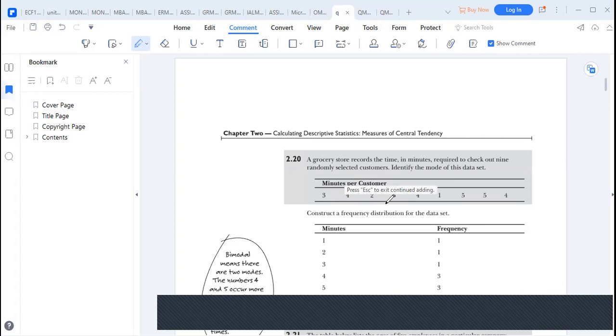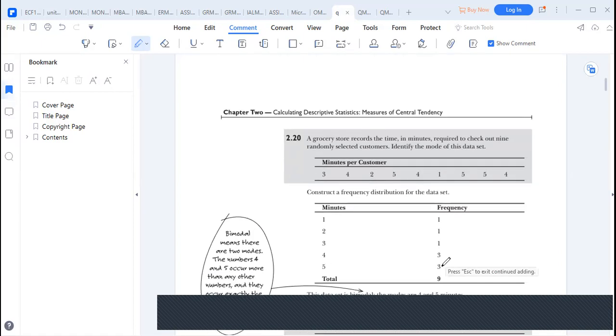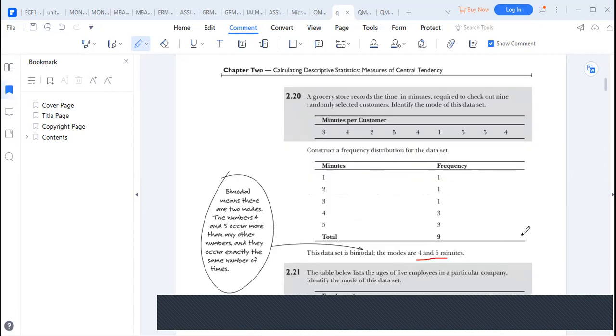Mode also can be done for these minutes that customers wait in a shop. So I've been given these numbers there. So we have the ones, it's 1, the 2, 1, the 3, they're appearing once, the 4s, they're appearing 3 times, the 5s, they're appearing 3 times. So as you can see here, we have a bimodal frequency, 4 and 5 minutes are the ones that are appearing the highest.